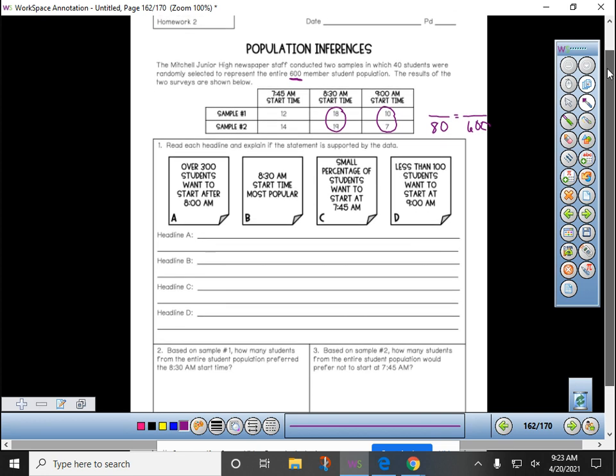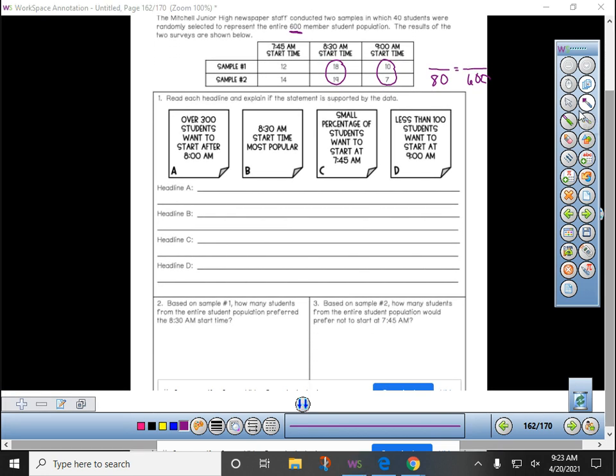It says population inferences at the top. How many people want to start after 8 a.m.? 54. You add them up. So before I do the work, I'm going to see if I can figure it out. Tell me about 300 compared to 600. It's exactly half of it, right? So is it going to be more than 300? Looking at this, don't work it out. Just tell me what you think. How do you know? Because that's more than half of 80, right? Yeah, that's it. Good.